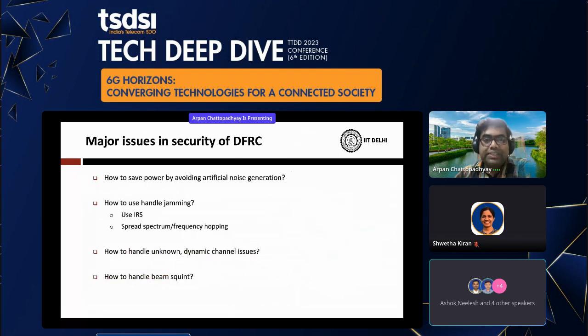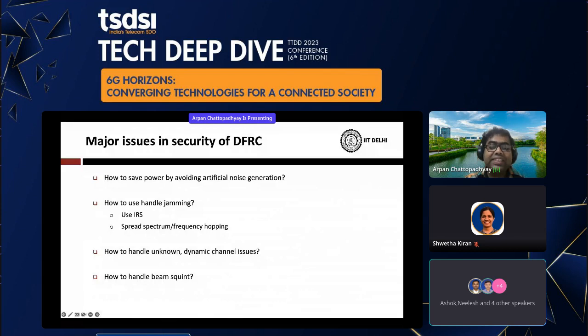Though we have solved these problems, there are many interesting problems in security of DFRC. Say, for example, in the previous setup itself, we have added artificial noise to the communication signal. But that's not a good approach because it's a waste of power. So can we design the waveform in such a way that we can avoid this artificial noise generation? Then, how can we handle jamming? There are many works on this. Basically, you can either use spread spectrum techniques or frequency hopping techniques, or you can use an intelligent reflecting surface. There could be other options as well.